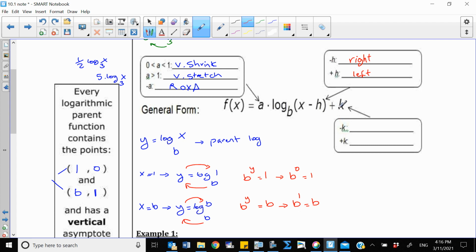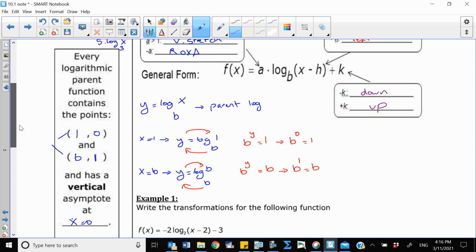If you add or subtract something to your function outside of your function, like outside of this parenthesis and log, then you're going to move your function up or down. This time, everything is normal. If you have a negative value, you move your function down. If you have a positive value, you're going to move your function up.